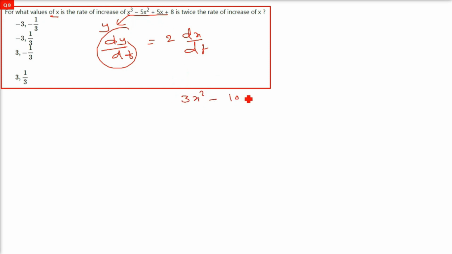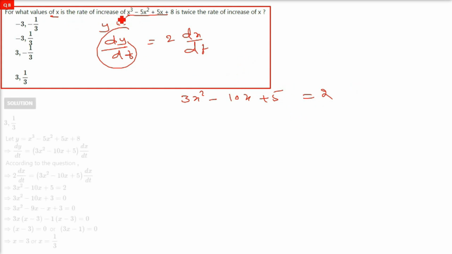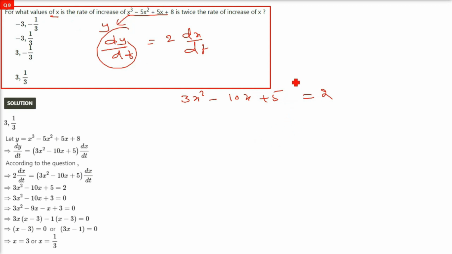dy by dt I am taking as 3x square minus 10x plus 5, 8 will not be there. And see, once you have differentiated it, this dx by dt also will come, because we are differentiating with respect to t, remember. So twice of dx by dt will come here on the right, and on the left also, dx by dt will come. That is the only catch. First we made an equality, which is dy by dt is twice dx by dt. y is the expression here, so dy by dt is twice of dx by dt.